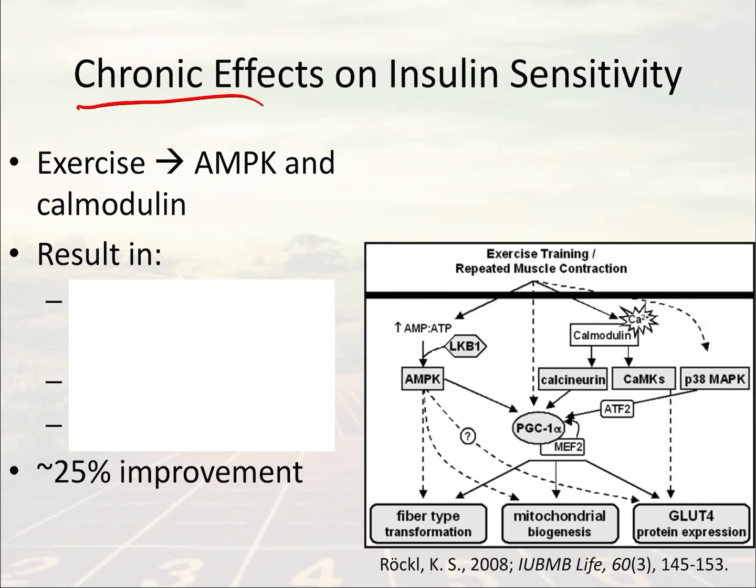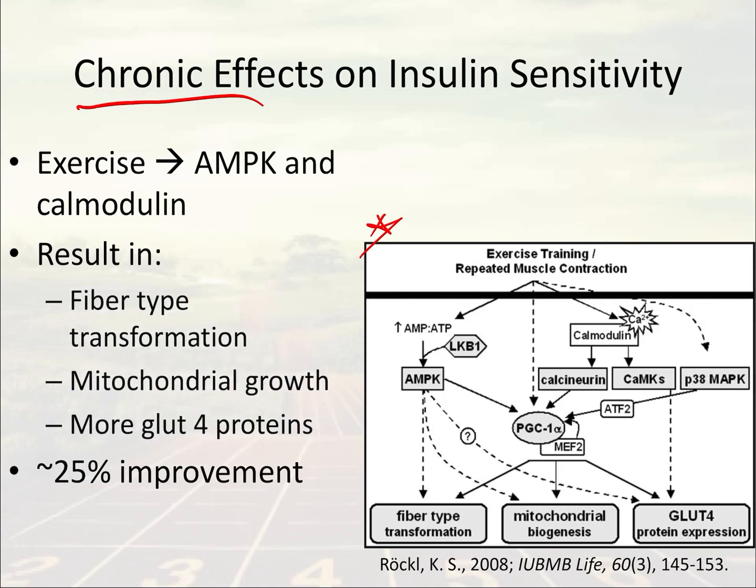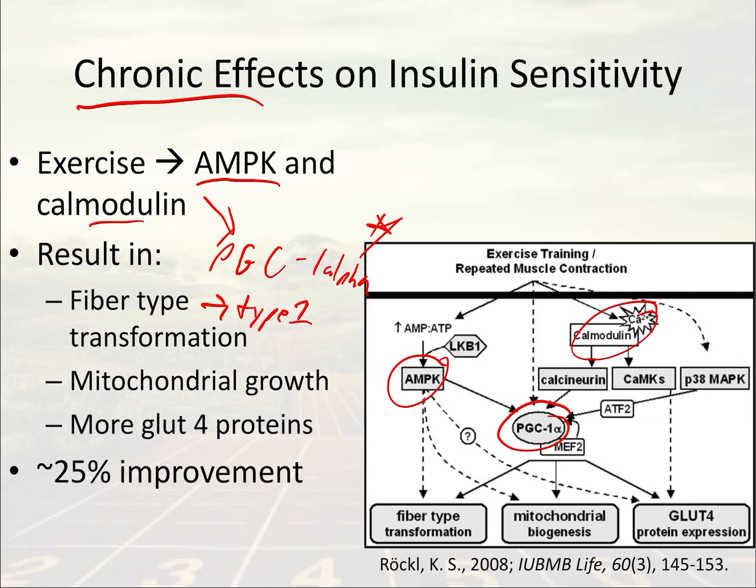What about the chronic effects? Chronic effects of exercise, also from the Rockwell article, there's 3 main things that happen. Exercise, again, using that AMPK and the calmodulin pathways that we see here, both of those lead to PGC1 alpha, right? So you've got to have PGC1 alpha. PGC1 alpha is a mitochondrial activator. So that leads to fiber type transformation, so moving towards type 1 or type 2A from type 2B. Leads to mitochondrial growth, leads to more GLUT4 protein. So we see those 3 factors here chronically.